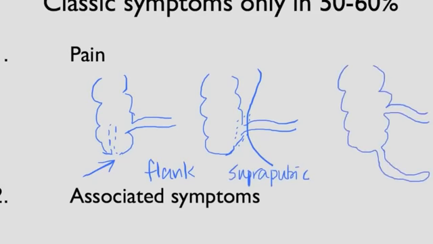If the appendix is really low down in the pelvis, that can lead to pain not in the right lower quadrant, but in the midline or even in the left lower quadrant. Sometimes patients can even complain of pain in the rectum. In terms of the associated symptoms, not all patients will have the fever, vomiting, or the anorexia.